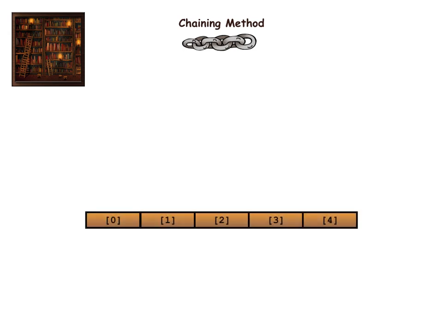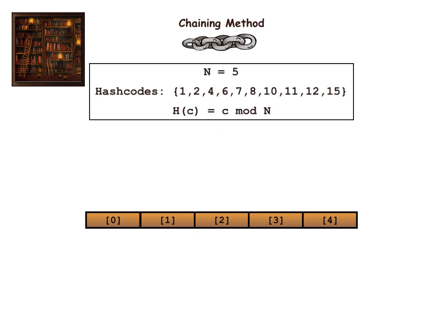The first way is the chaining method. With the chaining method, each position in the array maps to a linked list, storing all the values that map to that location. So, suppose I'm using an array of size 5. These are the hash code values I want inserted to the table, and my mod function is simply the hash code modulo 5. First number is 1.